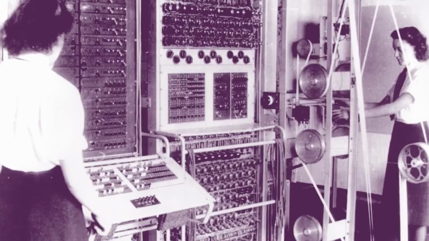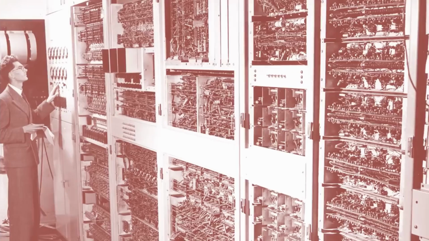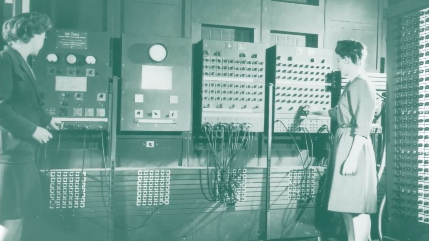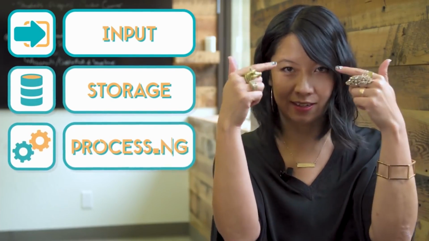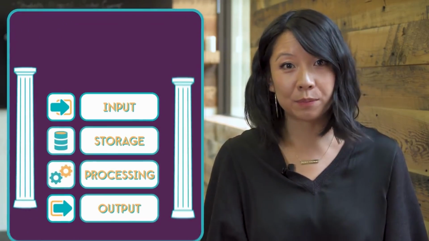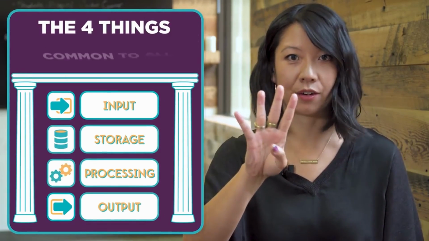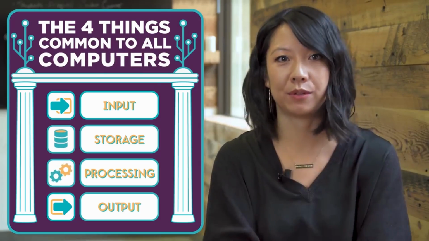As the pioneers of computer science explored how to design a thinking machine, they realized that it had to perform 4 different tasks. It would need to take input, store information, process it, and then output the results. Now this might sound simple, but these 4 things are common to all computers. And that's what makes a computer a computer.